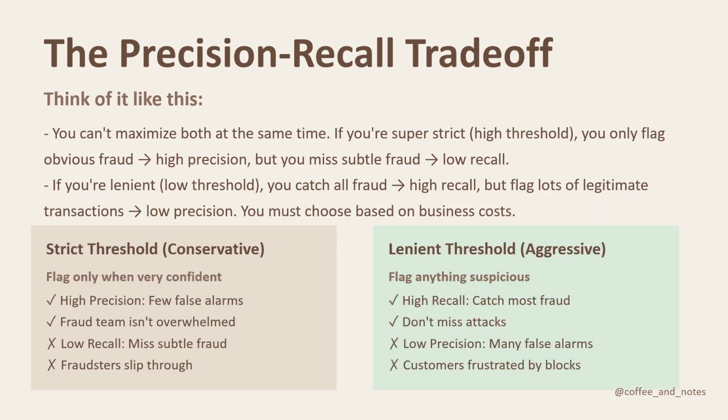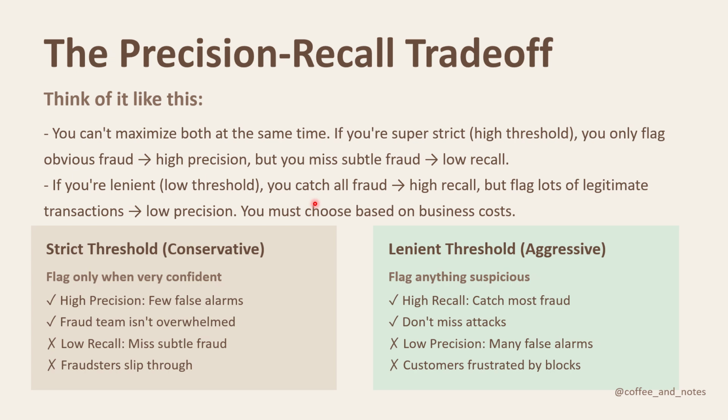Here's the thing, you can't maximize both precision and recall at the same time. It's a fundamental trade-off. Imagine you are tuning the threshold on your fraud detection model. If you set a very strict threshold, only flagging transactions when you are absolutely certain they are fraud, you will have high precision. When you flag something, you are almost always right. But you will miss subtle fraud because you are being too conservative.